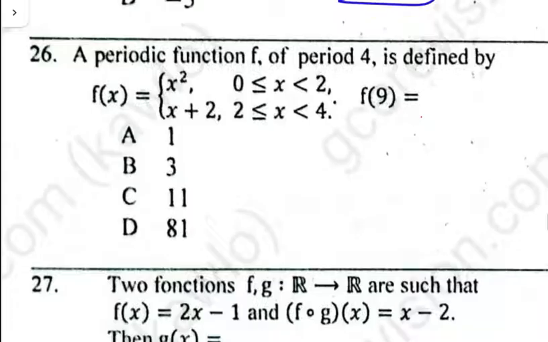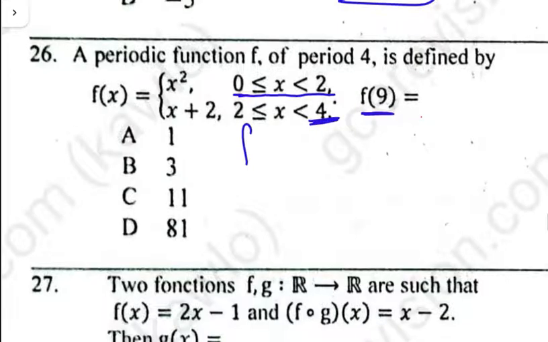Question 26. A periodic function f of period 4 is defined by f of x equals that. Find f of 9. So our period is 4 and our x values range from 0 to 4, right? Now this f of 9, this 9 is outside this range from 0 to 4. So since it's outside, we can subtract multiples of the period 4 from 9 until we get a value that is found in this range.